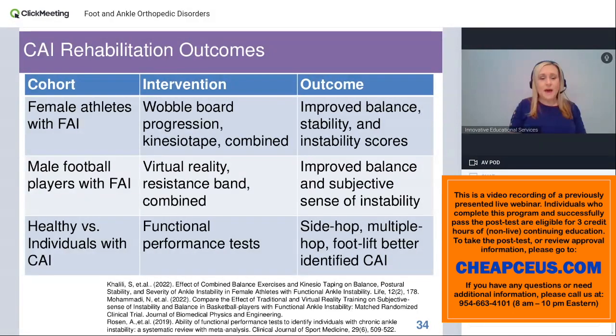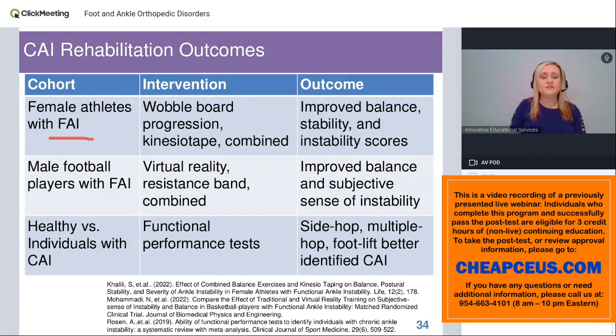Looking at different rehab outcomes, some specific examples for populations of individuals who presented with chronic ankle instability. They looked at female athletes who had functional ankle instability. They had them using a wobble board. They did find improvements in their overall outcomes, to target a little bit more of that kinesiophobia component, to take the cognitive piece out of it a little more and let the proprioception just kick in.